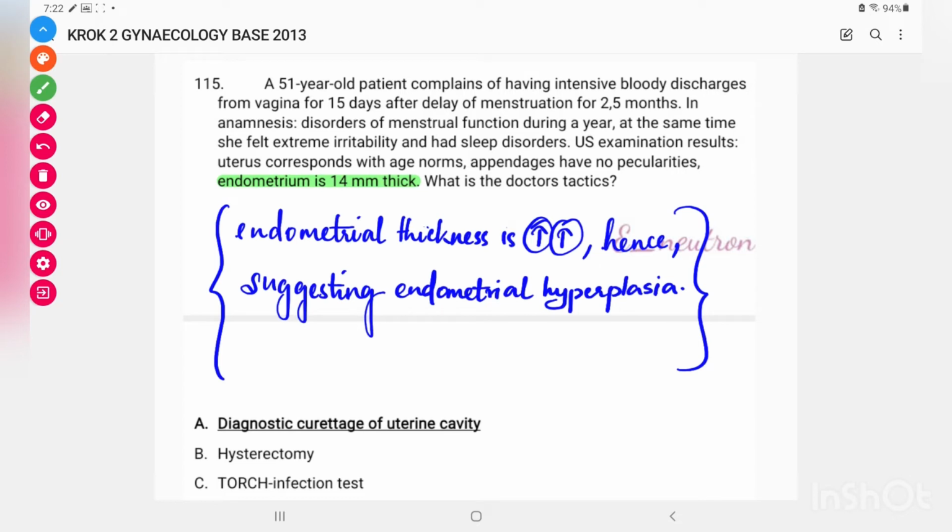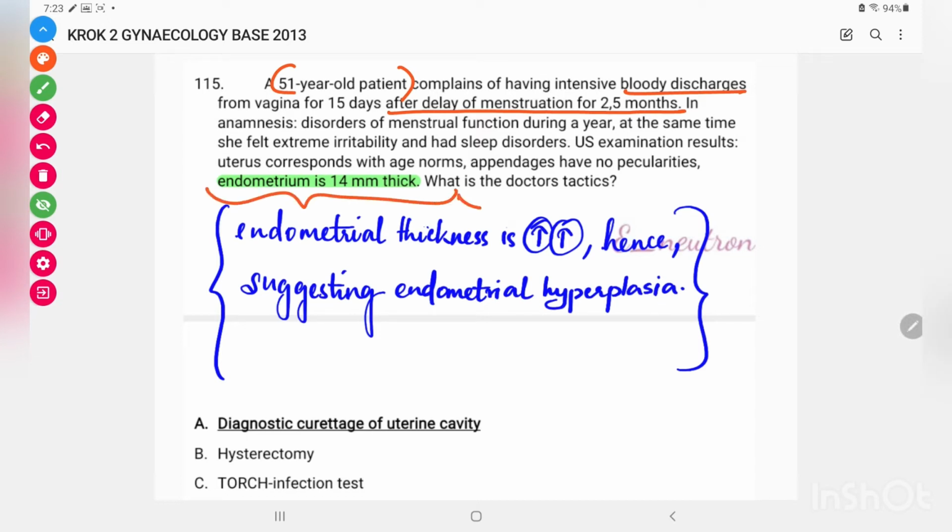Okay, so first of all, she is a 51-year-old patient. She is having bloody discharges from the vagina after a delay of menstruation for 2.5 months. So she was having amenorrhea for 2.5 months. As her age is concerned, we can take it as a climacteric syndrome, like menopause. Then she is bleeding again. So when we checked, everything is fine. Even the uterus corresponds to age norms. There are no peculiarities in appendages, but the endometrium is 14 mm thick.